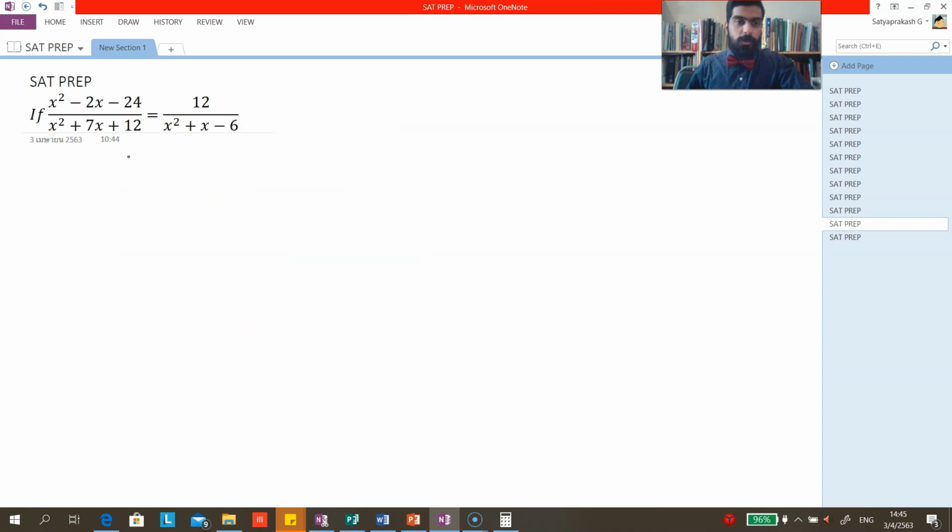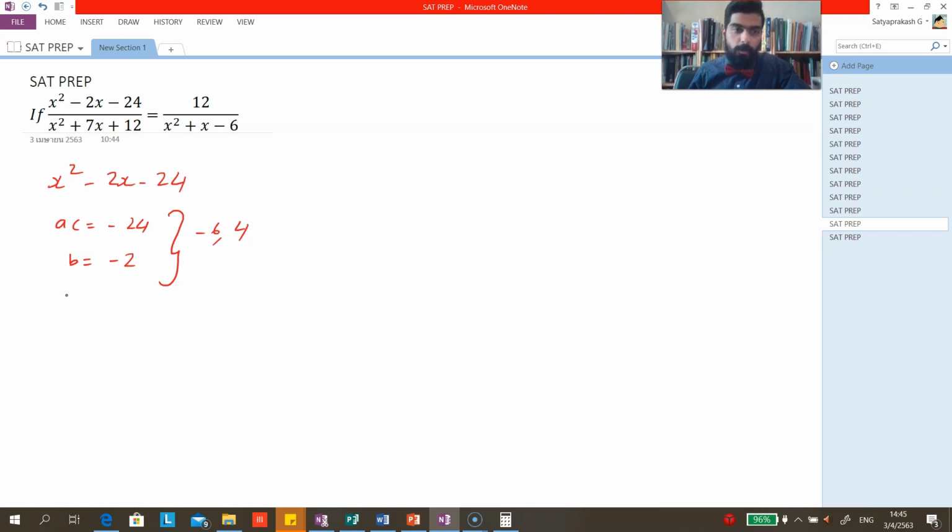Let's see here. Let's do one at a time. So we have x squared minus 2x minus 24, and we are going to factorize this. So what are the two numbers? Two numbers that multiply and give us negative 24, and two numbers that add up and give us negative 2. So the two numbers here, let's see, negative 6 and 4. Negative 6 multiplied by 4 is negative 24, and negative 6 plus 4 would give us negative 2.